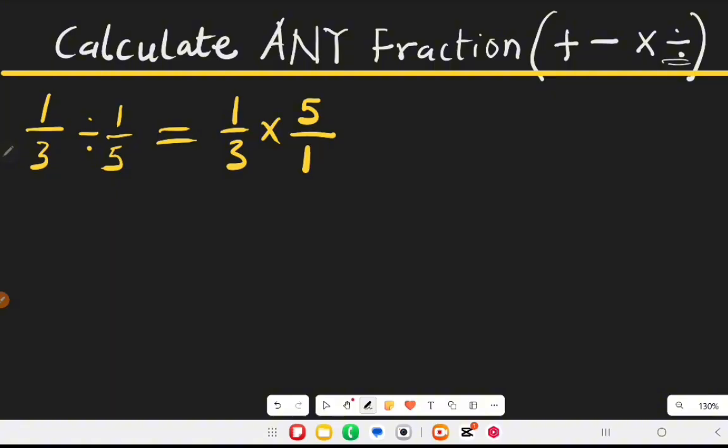Then the next step, we have to multiply across. When we multiply across, we have 1 times 5 gives us 5 all over 3 times 1, which gives us 3. This is still improper fraction. We have to reduce it to mixed number. Then we have the final answer: 5 divided by 3, we have 1 left with 2 all over 3 as the answer. Then we take another one.